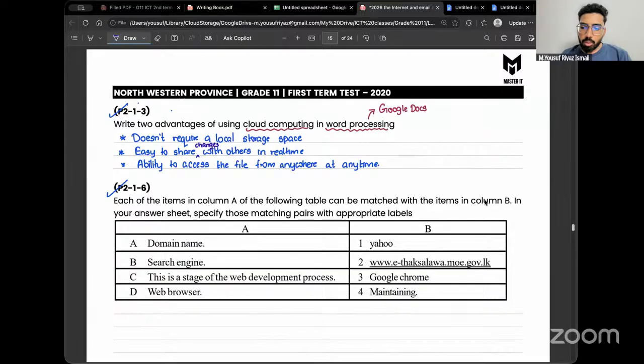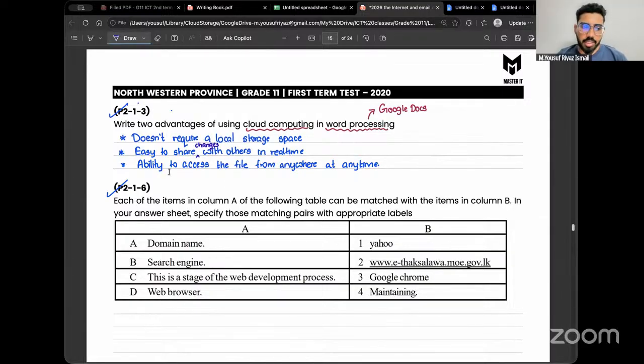Can we write to store documents and to use the app without downloading? Not to store documents, but to use the app without downloading. You can mention only the bottom part. You can say ability to use the application without downloading. What are the disadvantages? Requires an internet connection. That's the only main disadvantage.